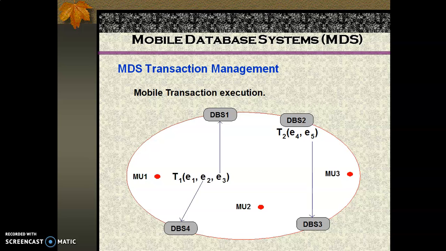This is a schematic diagram for mobile transaction execution, where databases are connected to the mobile unit 1, which is having transaction 1 denoted by T1 having events E1, E2 and E3, where the different events are using the different databases. Again the transaction T2 having events E4, E5 and having access to the different databases.